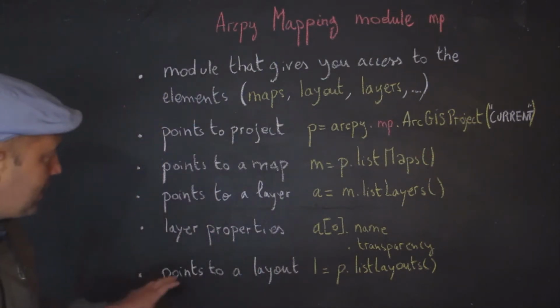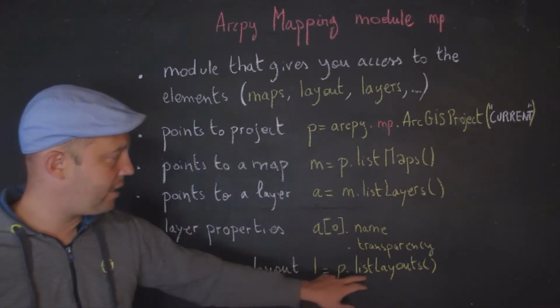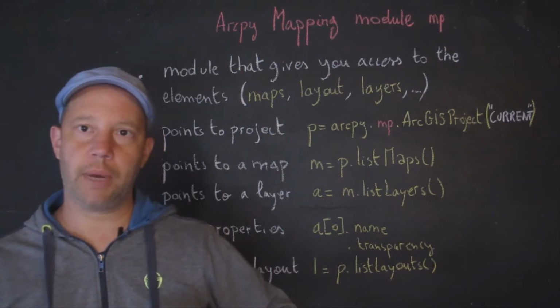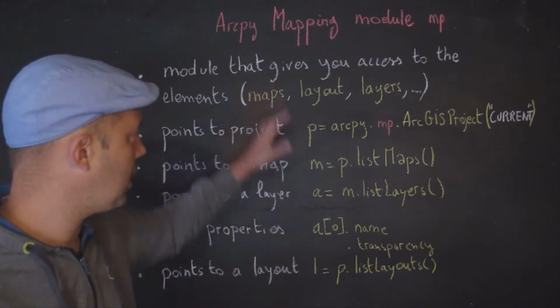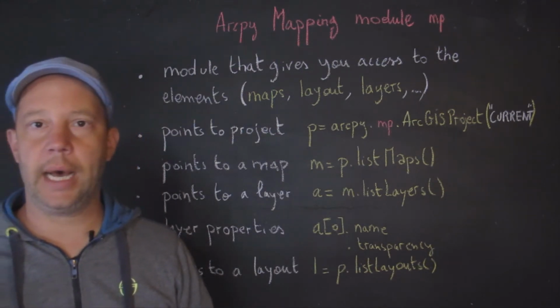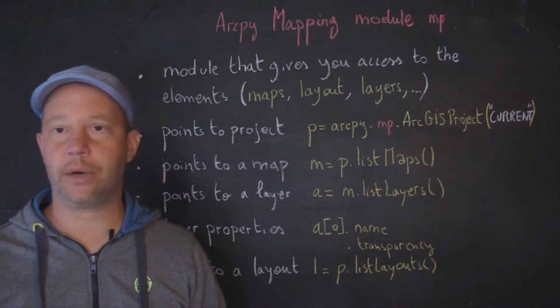And then finally, to access a layout, this is going to be the same where we have the project, and then we're going to have the function listLayouts. So, of course, there are many, many more of these options here, and I'm going to demonstrate a few within the ArcGIS Pro environment now.